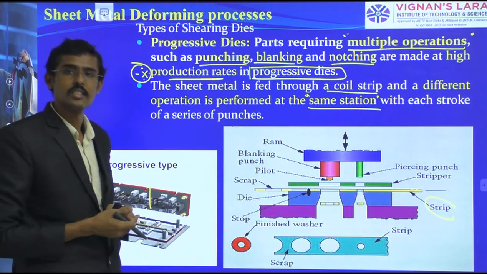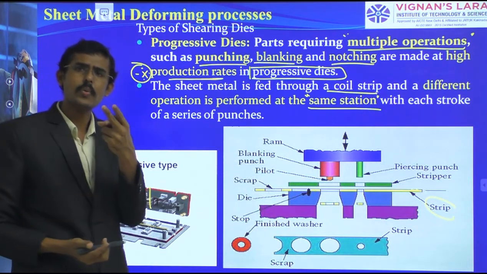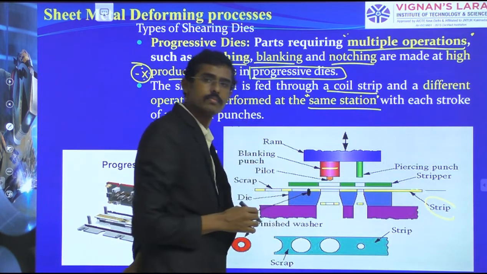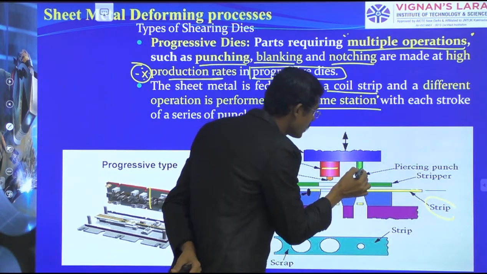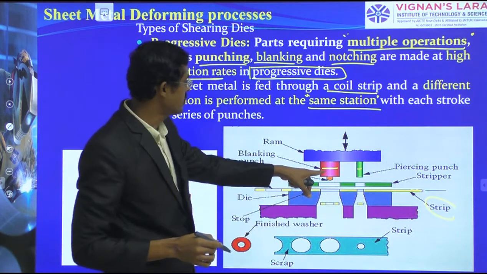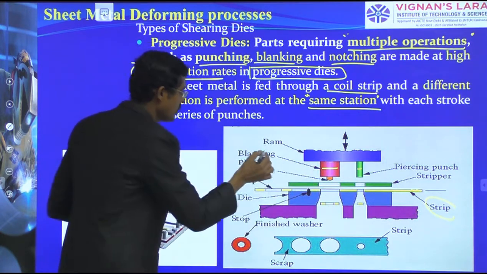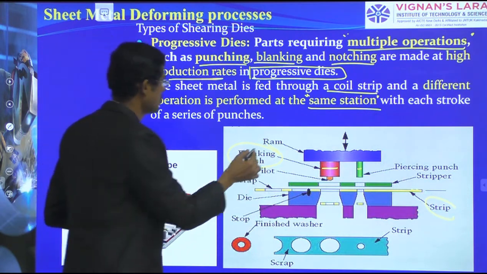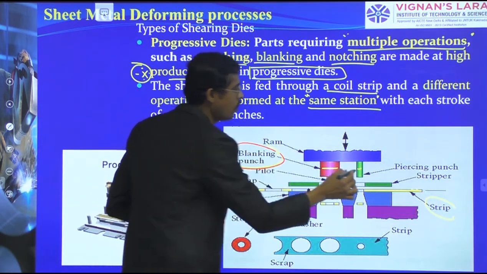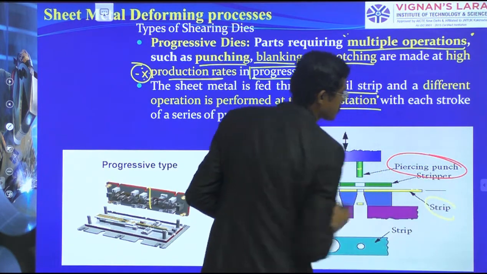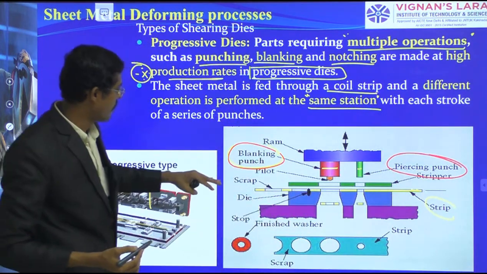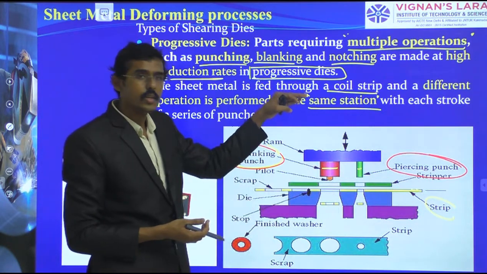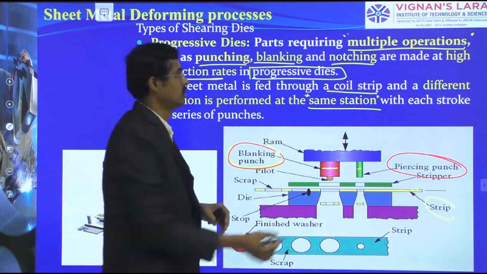What happens? This contains 2 punches. Here, 1 punch we have, and 1 more we have here. The large one I am calling a blanking punch, and the small one I am calling a piercing punch. What happens? I have kept the strip inside. It means I kept the sheet inside. And I am going to do a single stroke operation.